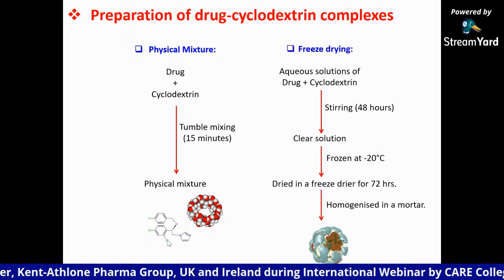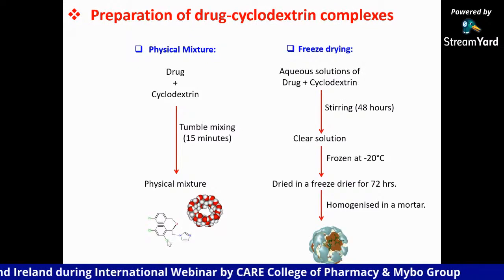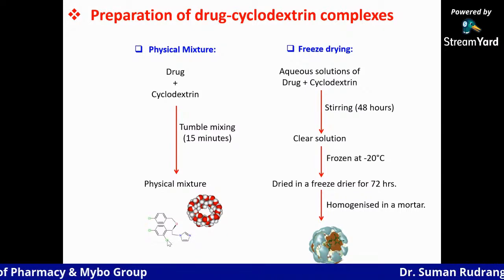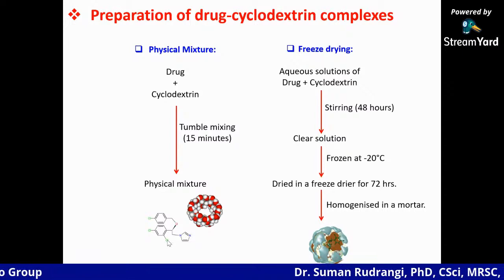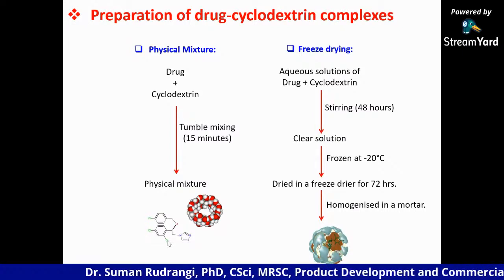And the next one was freeze drying. In this freeze drying, we used the aqueous solutions of econazole and cyclodextrin, and this was stirred for 48 hours. Friends, these 48 hours, this temperature and time, are for this particular study.